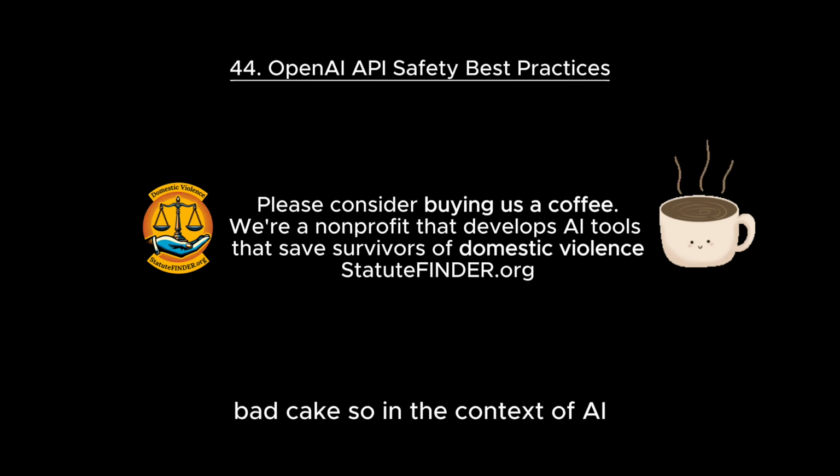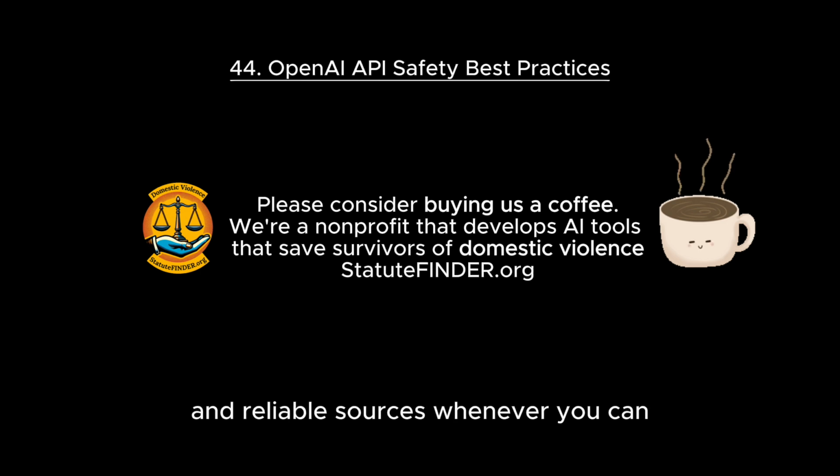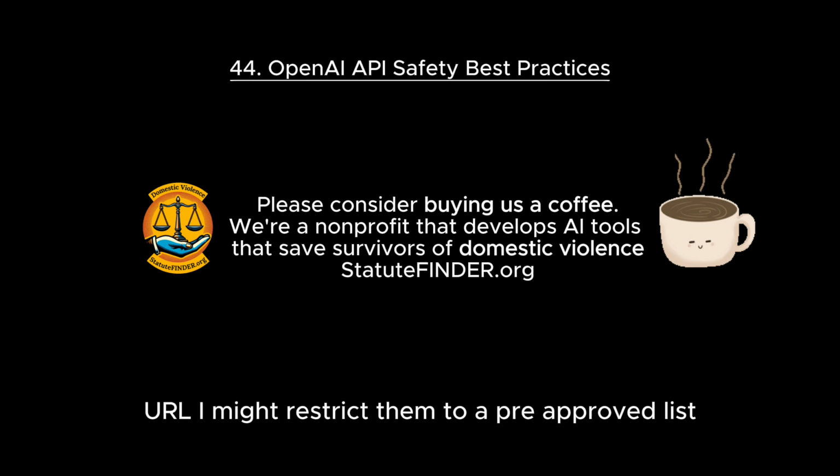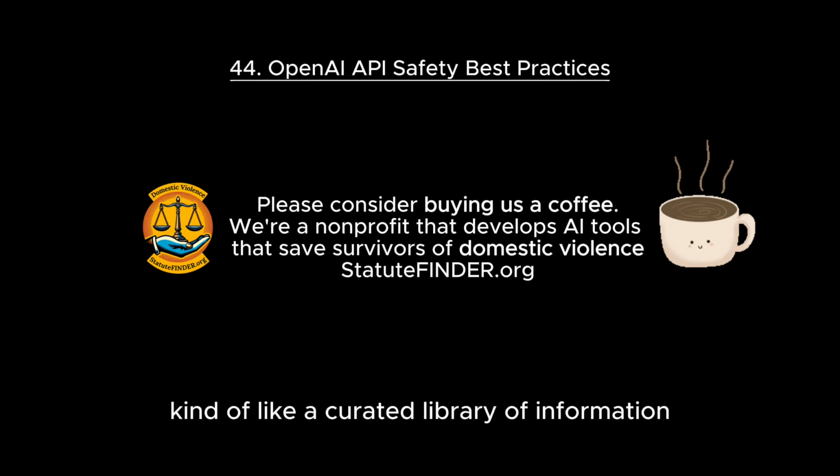So in the context of AI, what does data validation actually involve? Well, there are a few techniques. One of the most important is narrowing down your data sources. It's a good idea to stick with trusted and reliable sources whenever you can. So instead of letting my users input any random website URL, I might restrict them to a pre-approved list, kind of like a curated library of information.